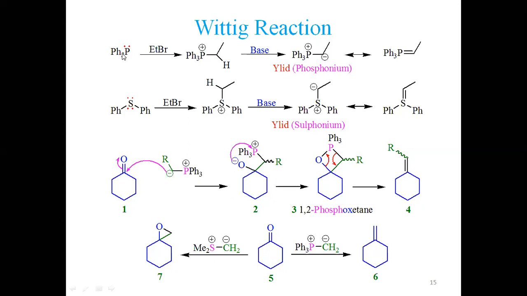Phosphorus is trivalent because it is present in the nitrogen family. Nitrogen is trivalent, so phosphorus is also trivalent. It is making three bonds with phenyl, so this is called triphenylphosphine. This triphenylphosphine reacts with ethyl bromide, because this phosphorus contains a non-bonding electron pair.